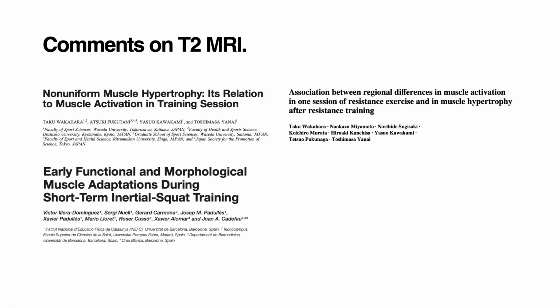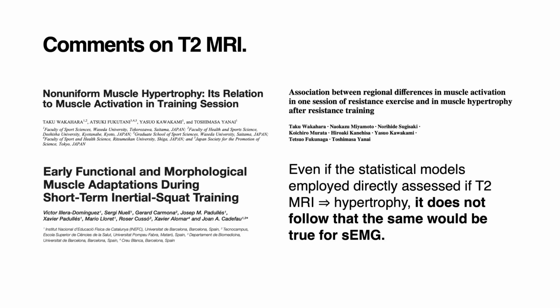And I should also note, there's been some work using T2 MRI, which looks at fluid shifts. There are Wakahara's pretty well-known studies, which look at regional differences in muscle activation as assessed with T2 MRI, and how that relates to hypertrophy following the end of a training period. And this newer study also did something similar. But there are a couple of things to note here. First, their statistical models weren't really appropriate. Wakahara didn't actually calculate a correlation, and in this study they calculated correlations, but I think they could have done it in a better way.